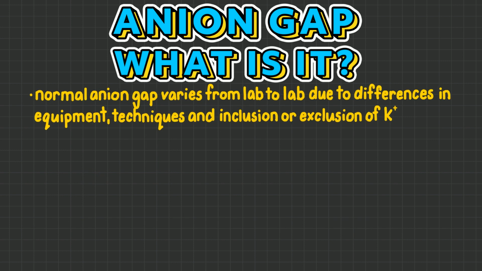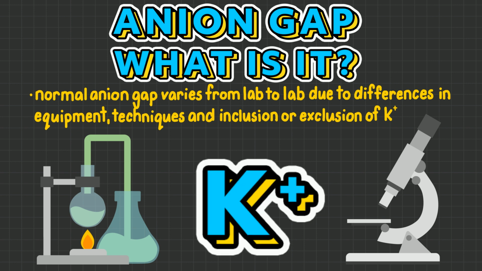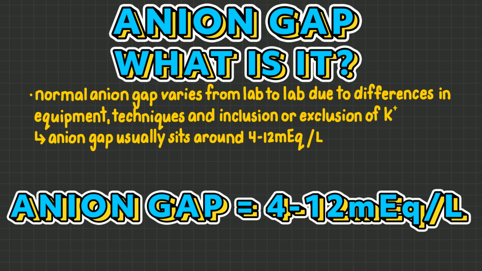Normal anion gap varies from lab to lab due to differences in equipment, techniques, and inclusion or exclusion of potassium. With this in mind, anion gap usually sits around 4 to 12 milliequivalents per liter, but it is best to refer to your specific lab for their normal range.